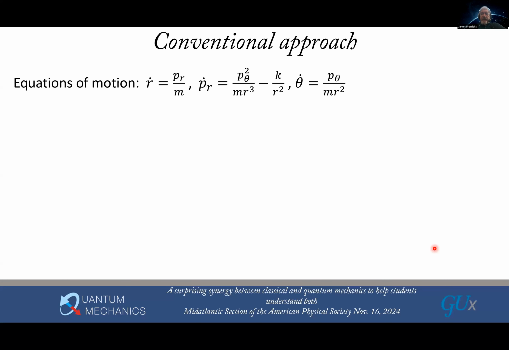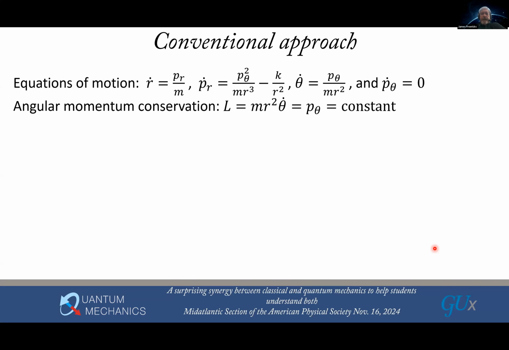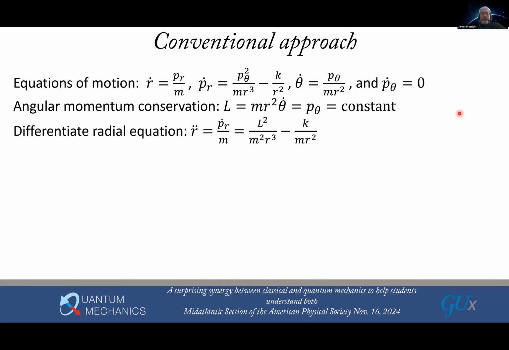Theta dot is P theta over MR squared, and P theta dot is equal to 0 because it's a central force. So because P theta dot is equal to 0, that means the angular momentum is conserved. And we can write L, which equals MR squared theta dot, which is P theta, is equal to a constant. And then I can take that L and substitute it in here as a constant. Then we focus on the radial equations of motion. We're going to differentiate this equation.